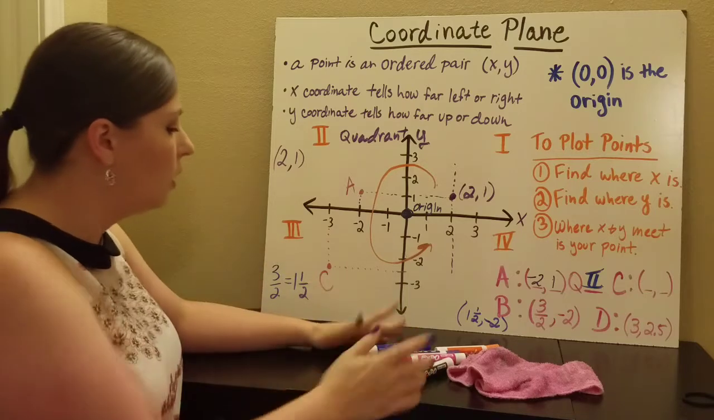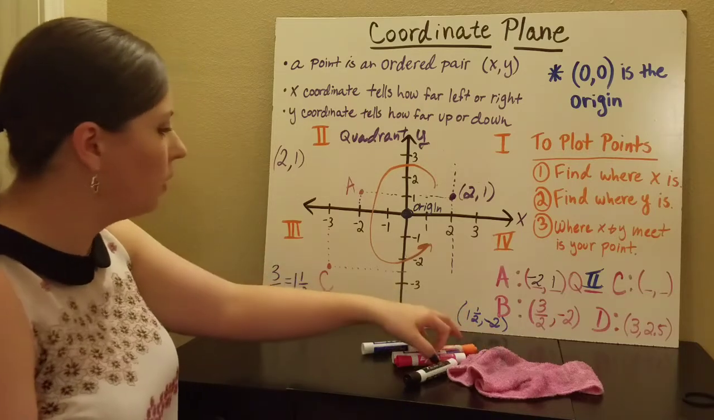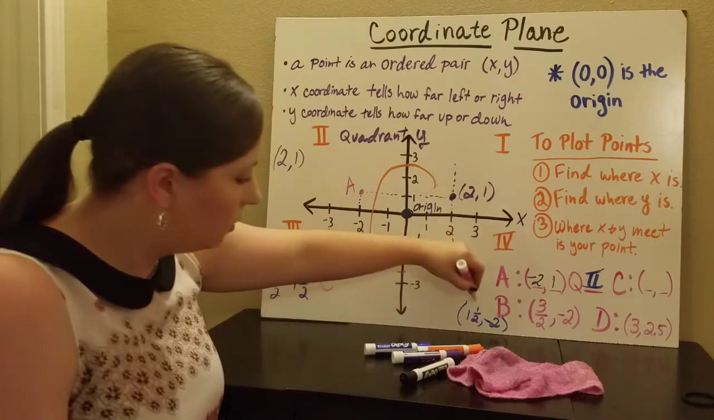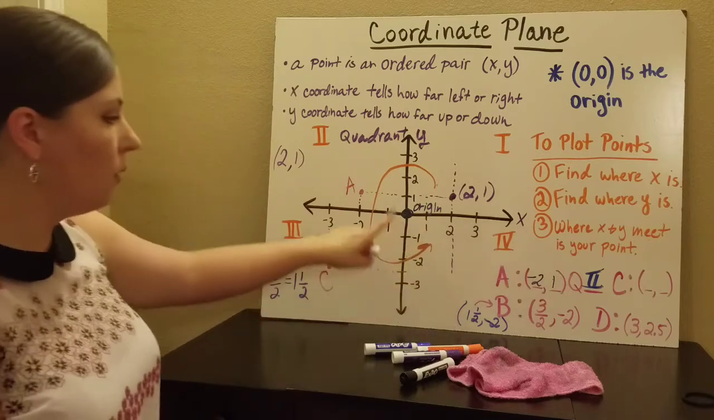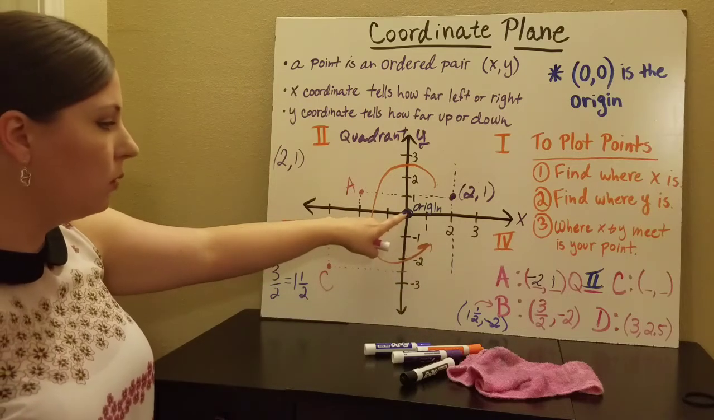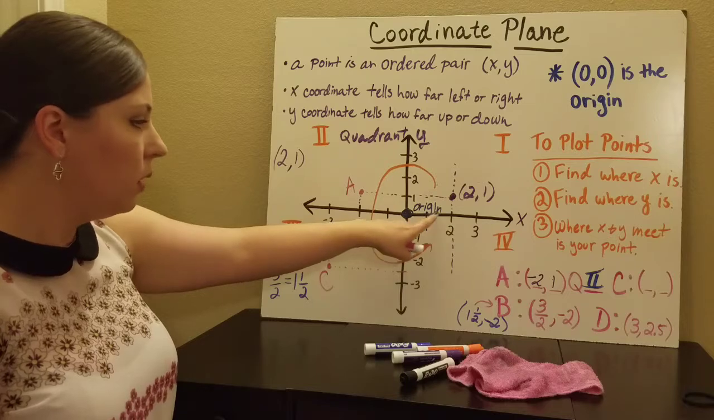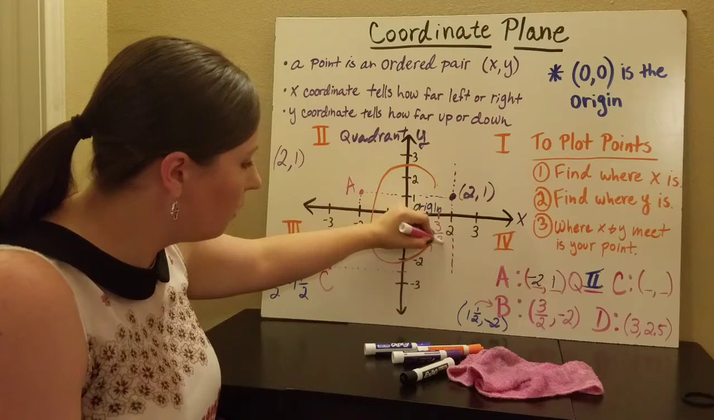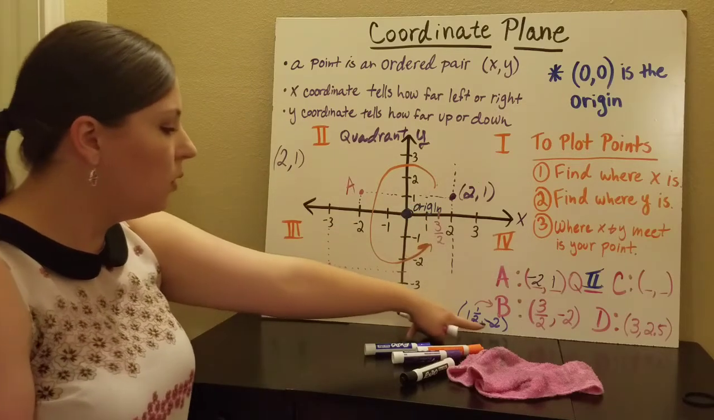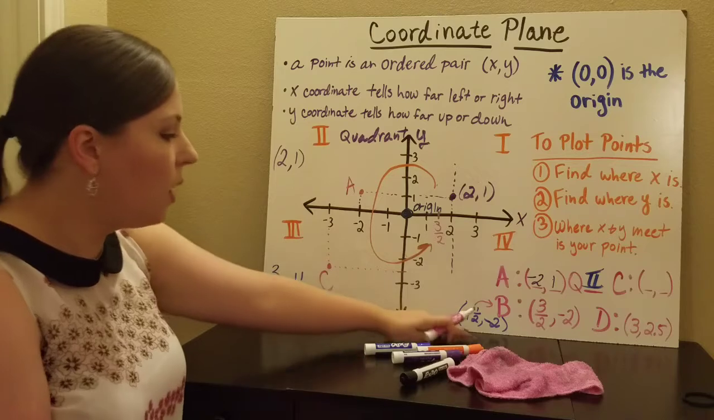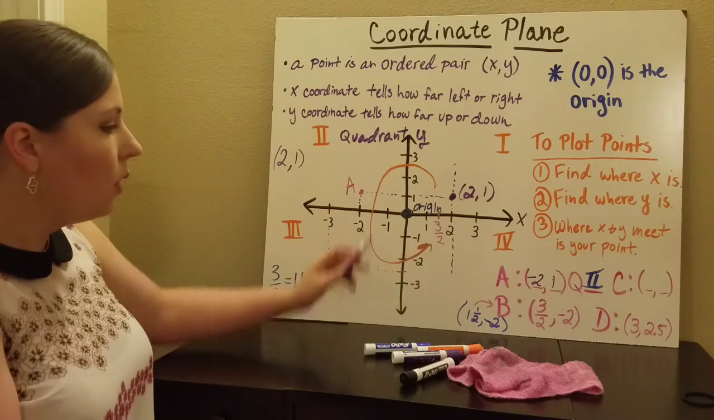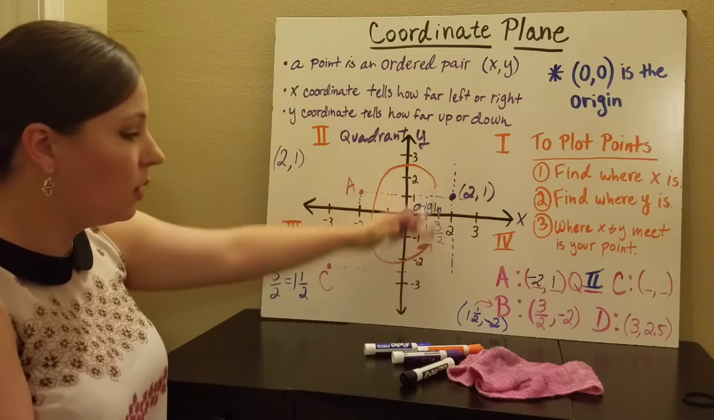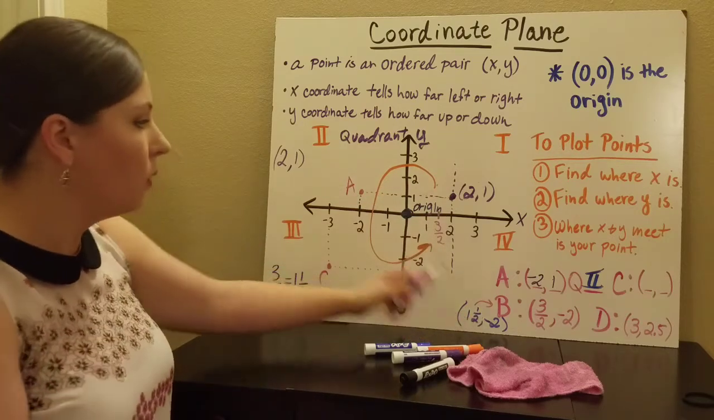And let's do this in pink. So find your x. 1 and 1/2. You start in the middle, always start in the middle. Go over 1 and then 1/2. So right there, that's 3/2. That's 1 1/2. Now we look at our y. Our y is -2. So automatically we know that the point is going to be down below the x-axis because our y is negative. Okay?